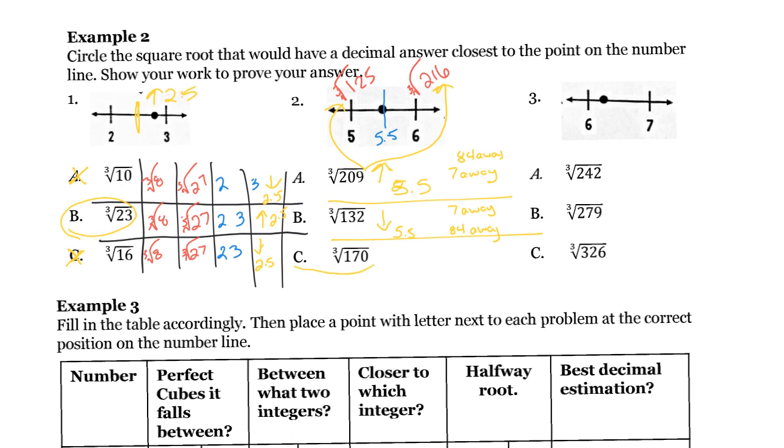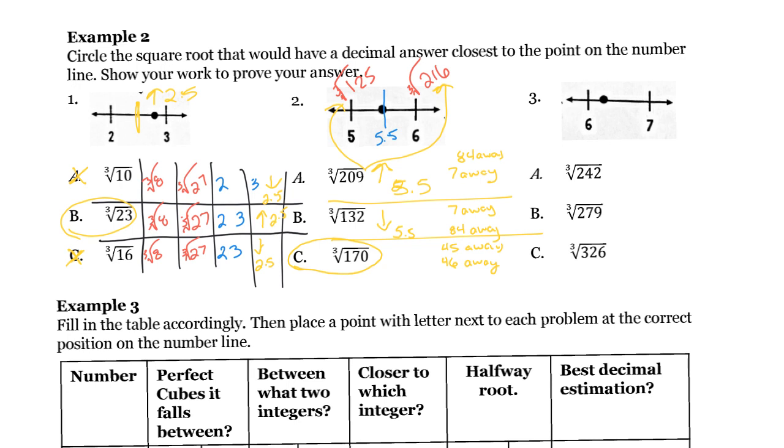So this means that 170 is kind of our perfect number, right? Because it's only 45 away from 125, and then it's 46 away from 216. So it's right there in the middle. So we did similar work to what we did, but now we're just kind of working backwards.